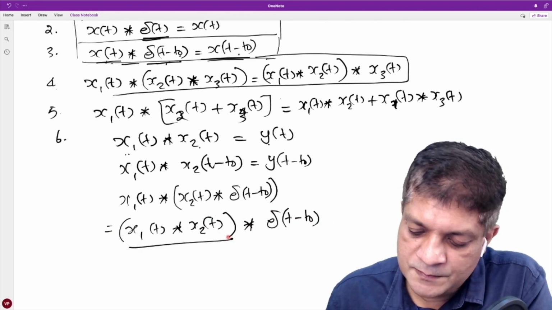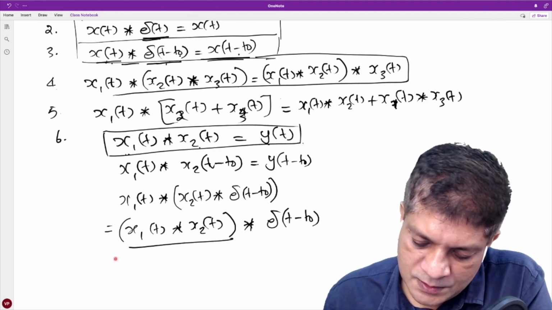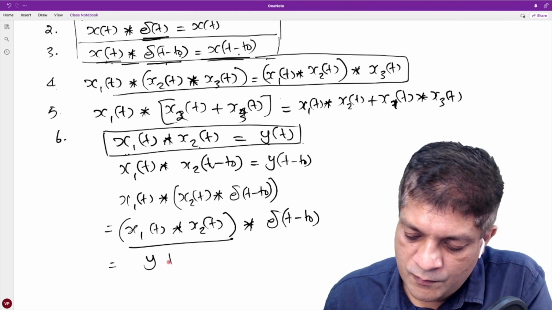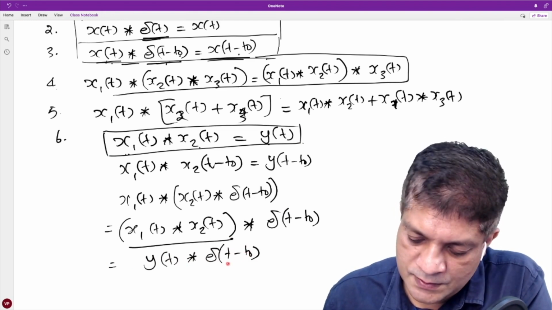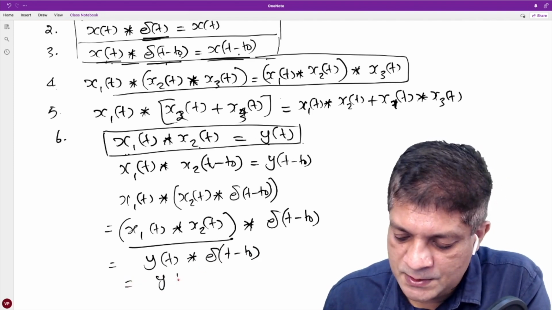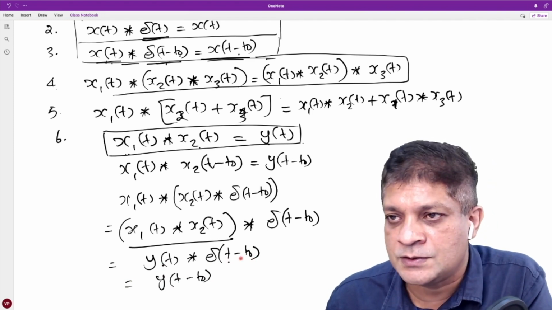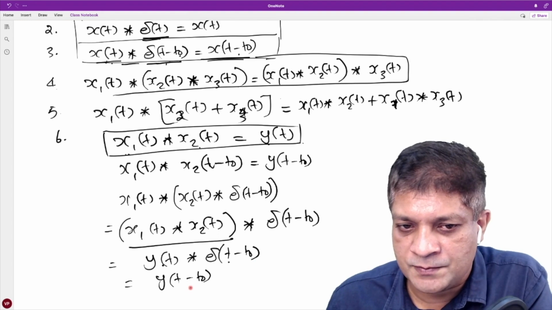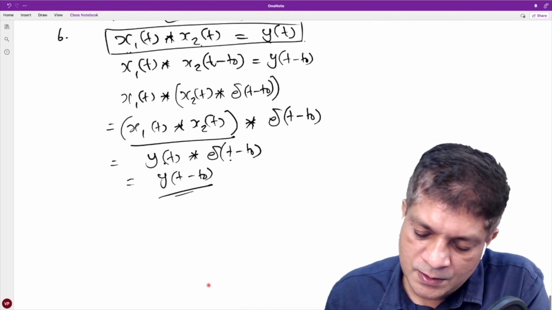Isn't it? What is this? It is given y(t). So this is equal to y(t) convolution delta(t - t0). What is that? Is it y(t - t0)? Convolving y(t) with delta(t - t0). So we'll get a delayed version of y(t), isn't it? So that is the time delay property of convolution.